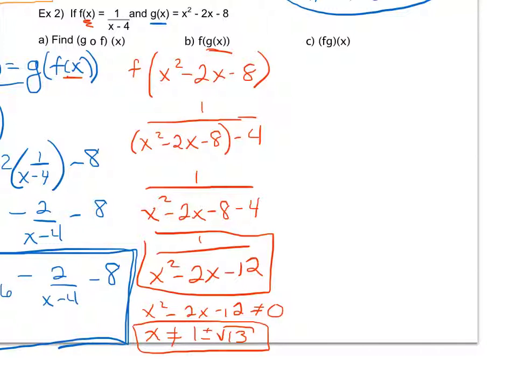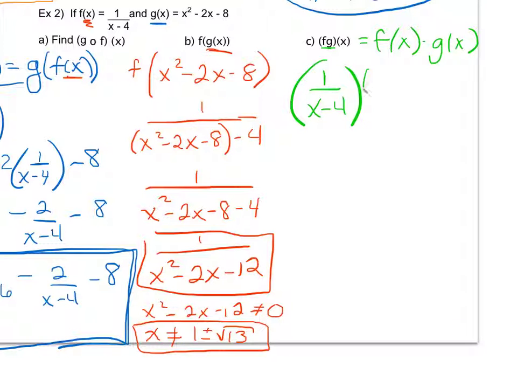Last example. Notice that I know that this is f times g of x. So that's the same thing, not f of g of x, f times g, because they're written right next to each other. So that's the same thing as f of x times g of x. So all I'm going to do is multiply my functions. So I'm going to take my f of x, and I'm going to multiply it by my g of x. Notice if we have a denominator and we don't write it, it's 1. So this is technically over 1.